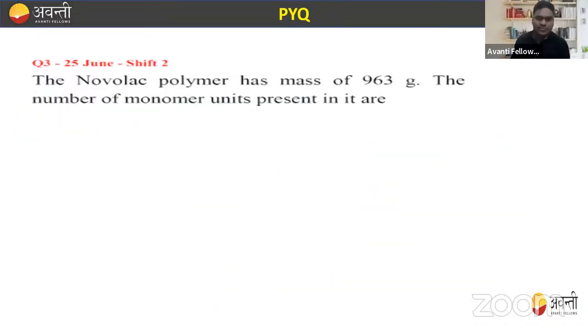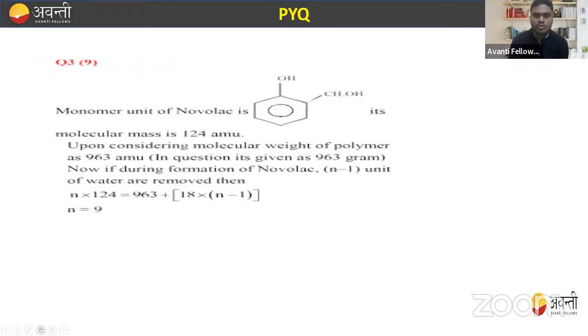Now let's move to the next question. That is the Novolac polymer. This one is very, very important, right? Novolac is a monomer, or rather, we can't say it is a monomer, we can say it is the intermediate product of Bakelite. When you prepare Bakelite, the intermediate product Novolac is formed. The Novolac polymer has a mass of 963 gram. You have to calculate the number of monomer units present in it, because the mass is given.